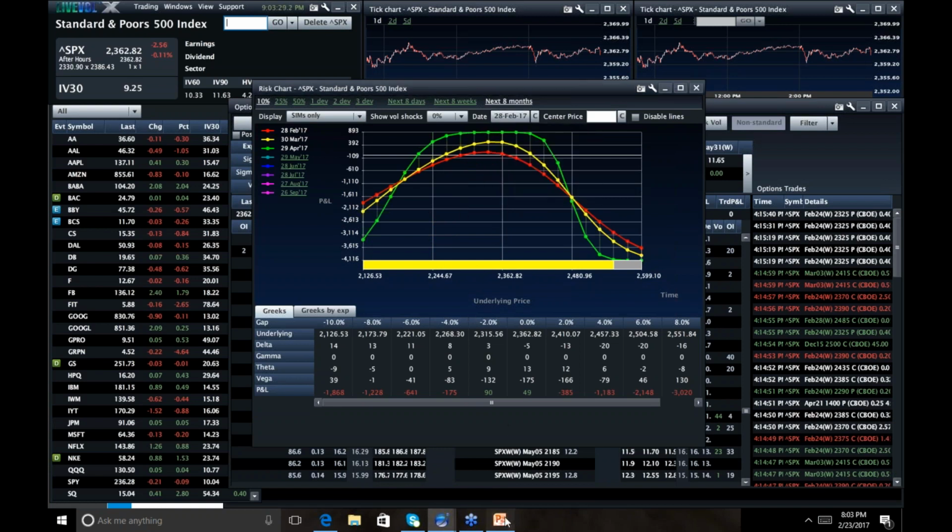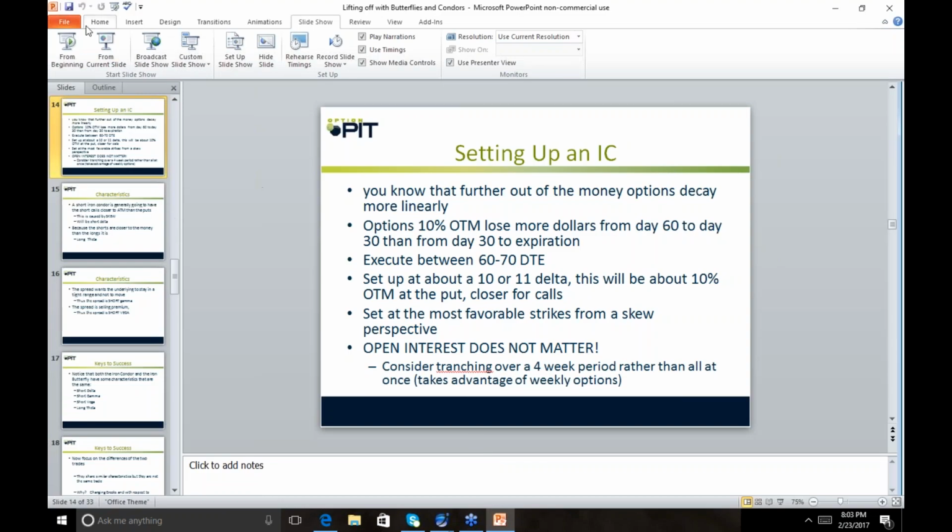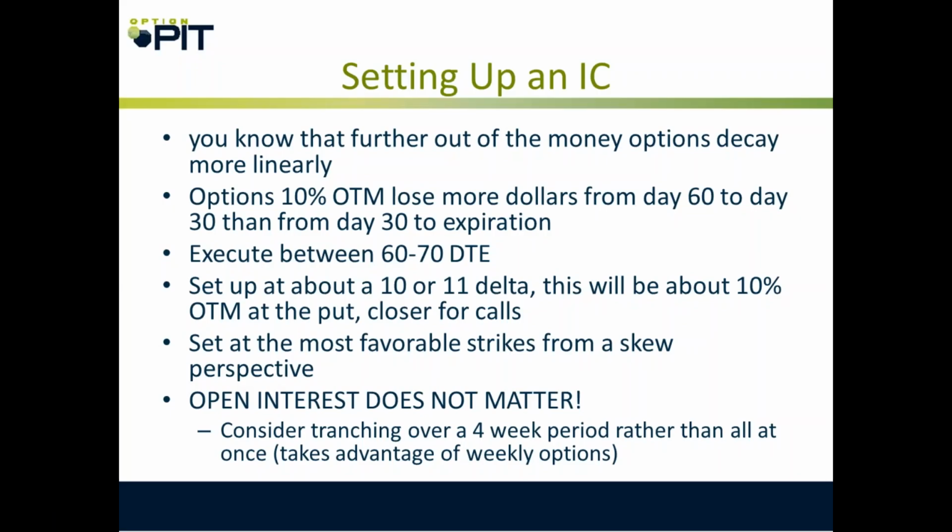All right. Personally, I don't do a lot of iron condors. I don't like them that much. There are people that swear by them. I'm sure it's great, but I'm guessing that it's a little dirtier than that. It's costing you more than you think. But I haven't looked at the platform.